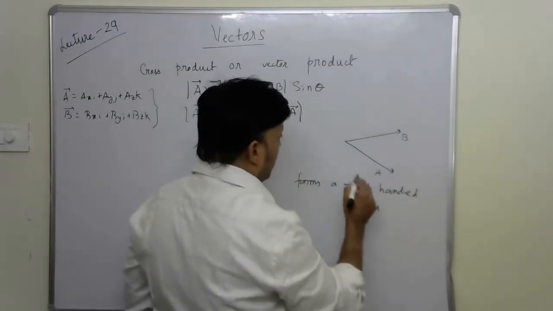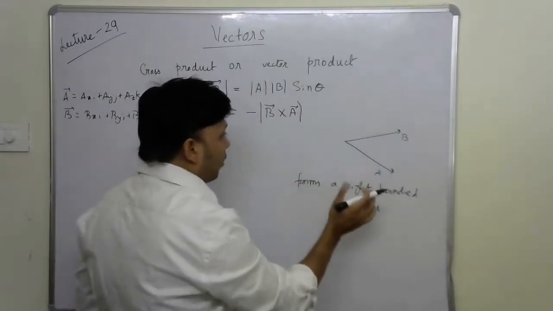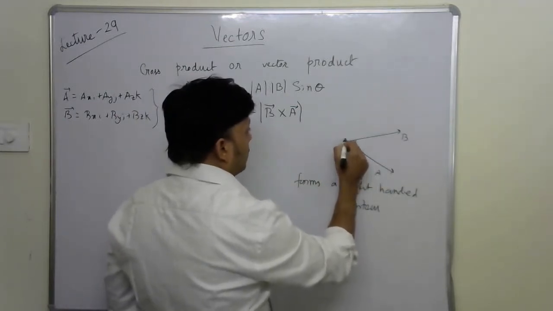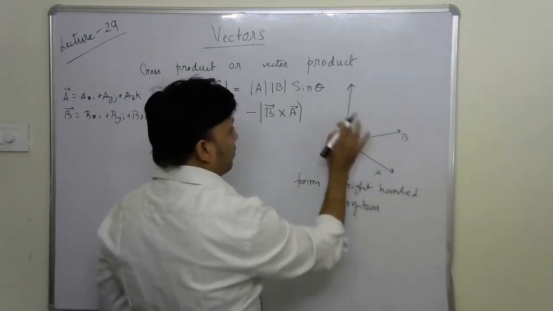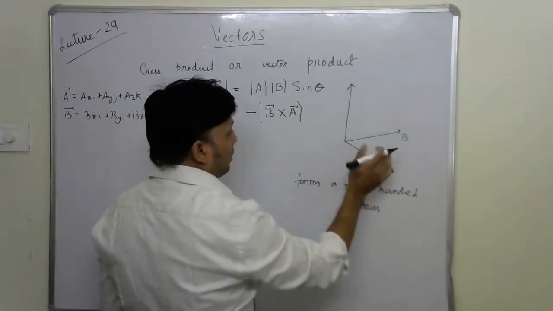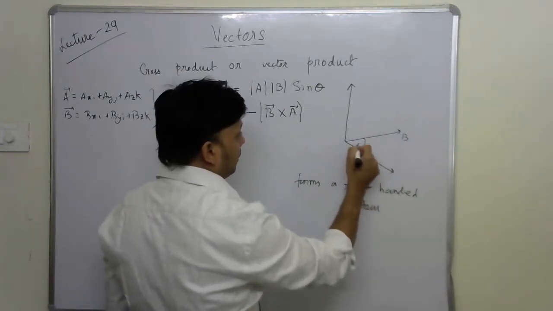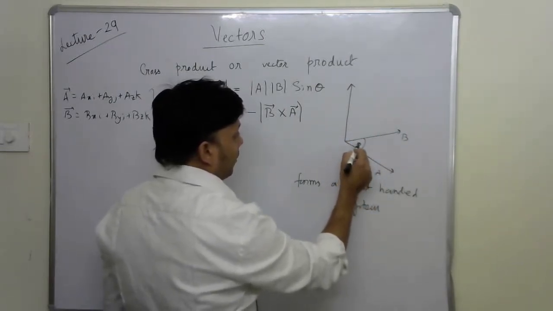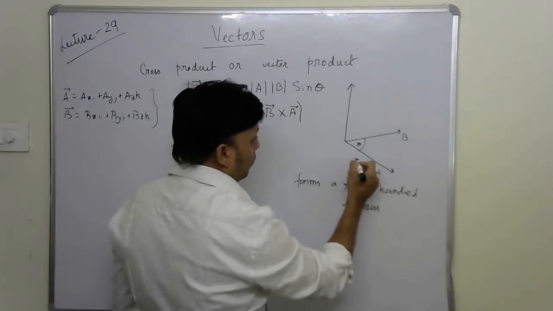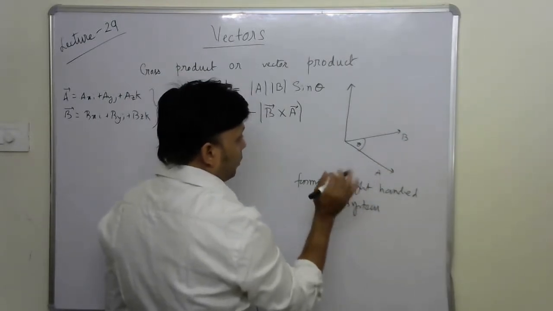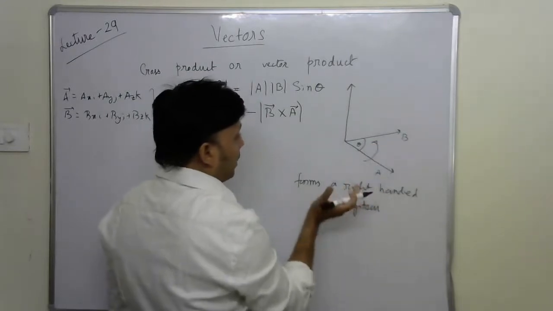So the direction of the cross product of A and B is always perpendicular to the AB plane. This is the AB plane, and the angle between them is theta. Alright, and we use a right-handed system, right? So we go like this.